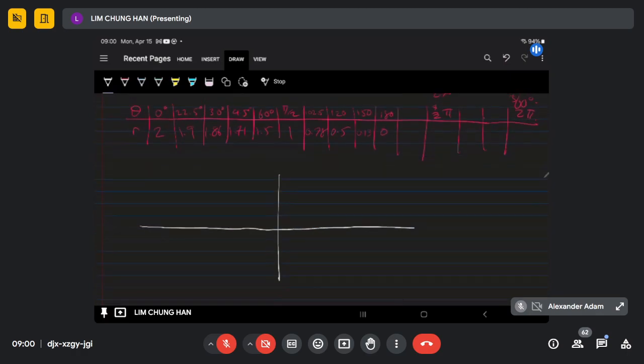Yeah. So the way you plot polar coordinates is, at 0 degrees, it's 2. So 0 degrees, it's that flat line there. So you measure 2, maybe there.